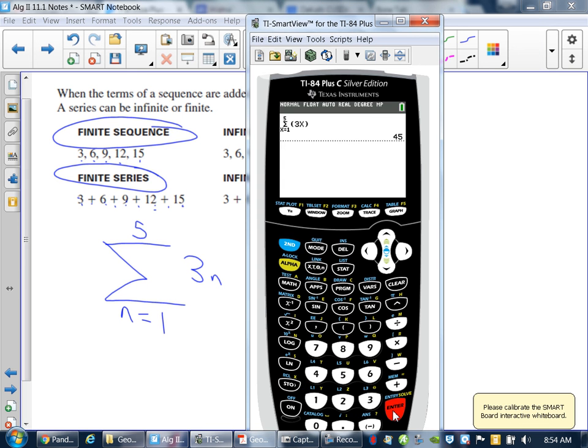Press enter, and it does it for you. Now, a lot of these things are pretty quick. You probably could have typed in 3 plus 6 plus 9 plus 12 plus 15 in the amount of time that it took you to type that. But for some of them, where you have like this crazy formula, just press the buttons, the calculator does it for you.